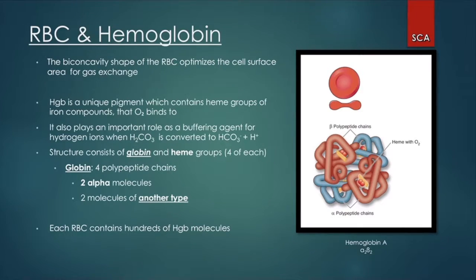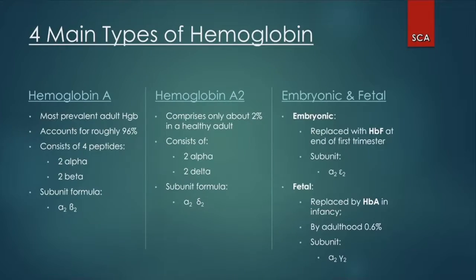The structure consists of globin and heme groups, 4 of each. Globin, which is the part of hemoglobin that is affected by sickle cell anemia, consists of 4 polypeptide chains, 2 alpha molecules and 2 molecules of another type. Each RBC contains hundreds of these hemoglobin molecules. So we have hemoglobin A, hemoglobin A2, and embryonic and fetal hemoglobin, which are the 4 main types of hemoglobin in the normal human lifespan.